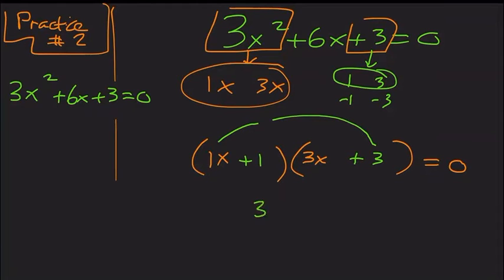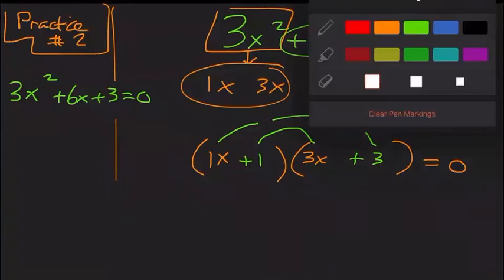1 times 3 is 3. And then you have the x because it was a 1x. And then plus. And then over here, same thing. 1 times 3 is 3. And we have an x. 3x plus 3x is 6x. That's what we were looking for. So we already found the correct factorization.